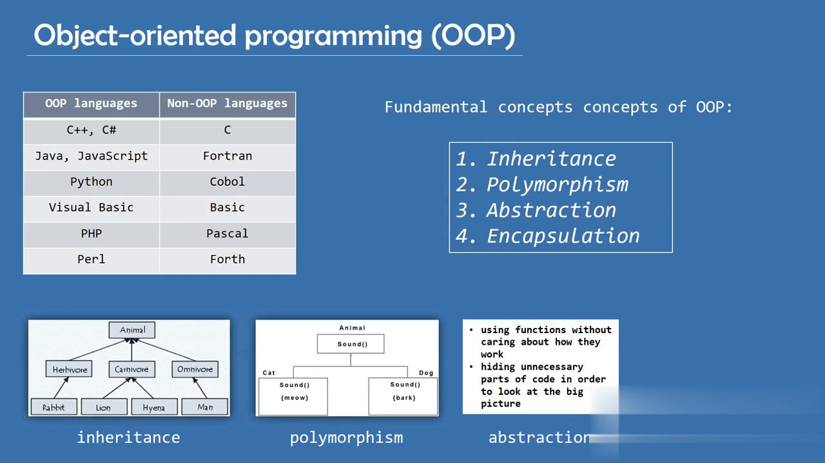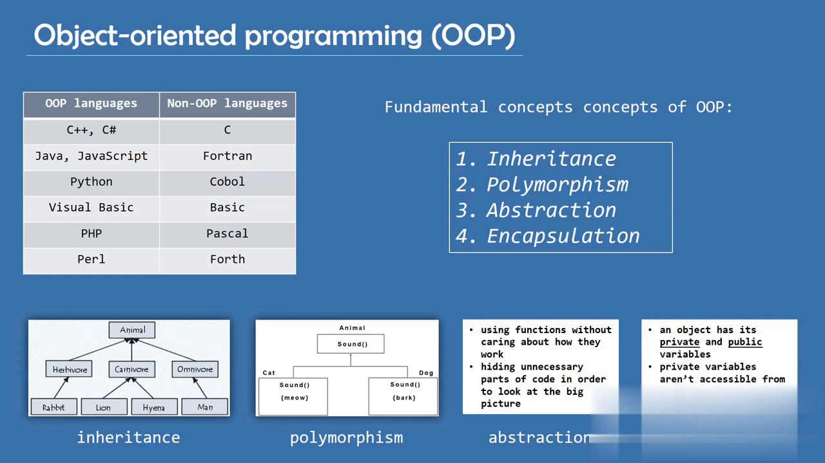Abstraction is the concept of using functions without worrying about how they work, which is something I talked about earlier. Hiding unnecessary parts of your code and separating it into functions in order to focus on the main problem. Finally, encapsulation is the concept of having private and public properties and functions of an object. This enables you to limit access to certain parts of an object, as opposed to public properties. Private properties are only accessible to the class itself and not to anything outside of it. This is in a sense similar to abstraction because it also helps you look at the big picture.